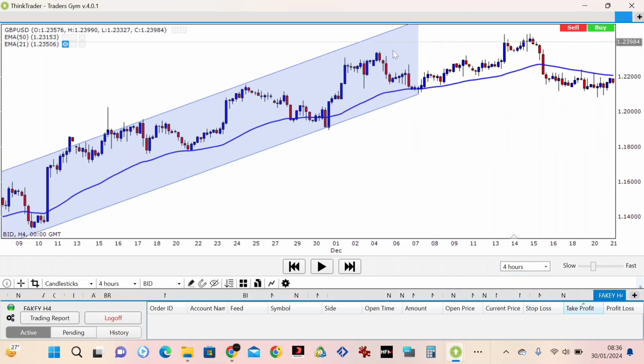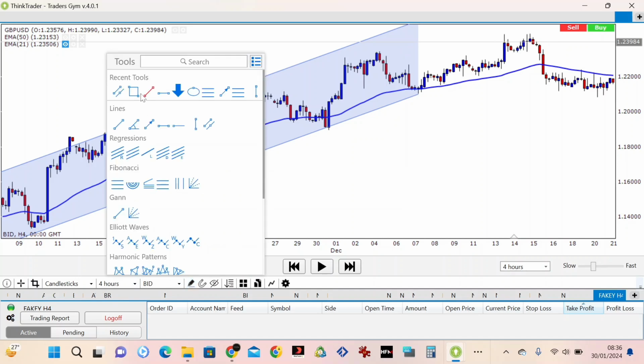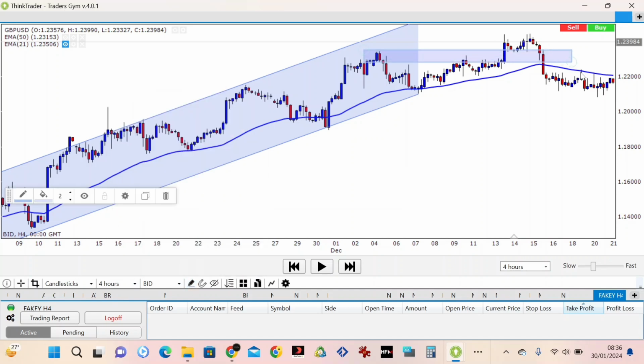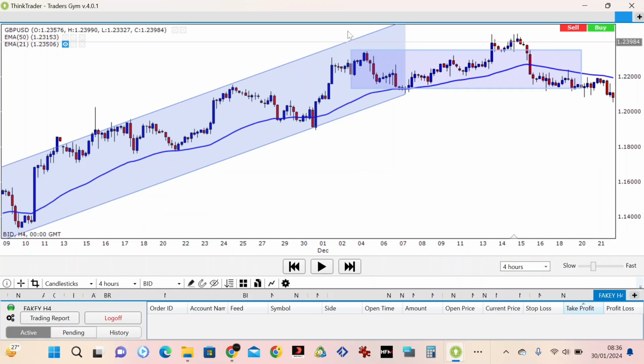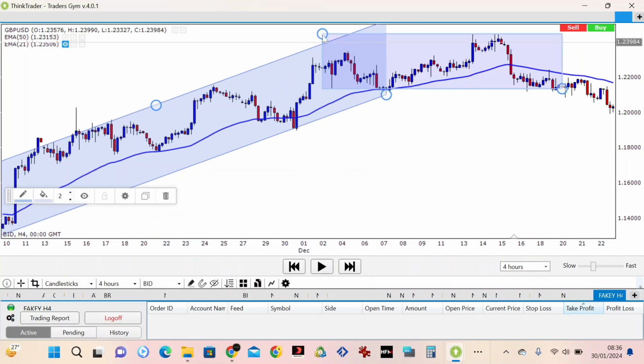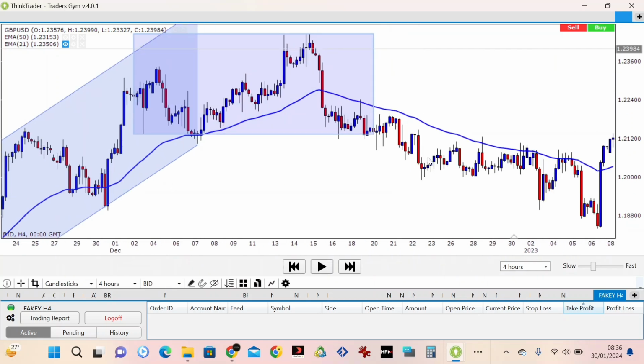Then it will result in a range. This is a range right here, and after the range it will break out and trade the other direction. See, look at the breakout. This is a breakout here. This is a breakout thrust here. Then it will range again, it will channel again. And you can see a little bit of range inside the channel there.